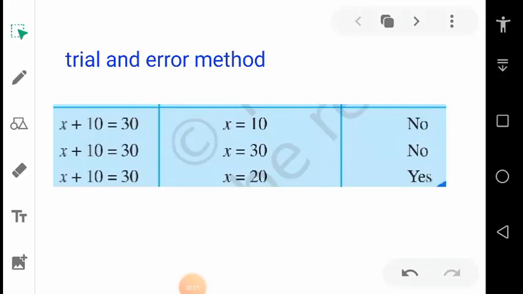Okay students, today we will discuss linear equations in some variables and how to solve them. In the previous video we studied the same topic, but here are different varieties of questions.